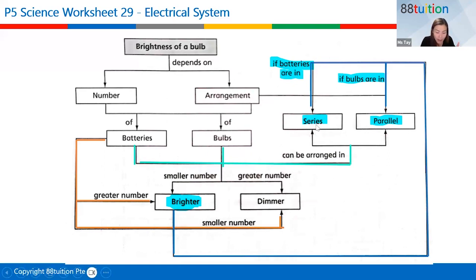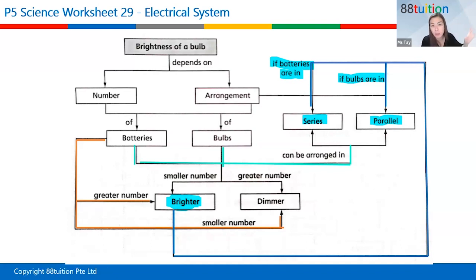So what are the two types of arrangement? We talk about series, we talk about parallel. We learned all this already, right? Then how bright or how dim really depends on whether it is in series or parallel. Now I'm going to ask you one thing. If I have two light bulbs arranged in parallel, and the same two light bulbs are rearranged in series, which one will be brighter? Type into the chat. All other conditions remain the same.